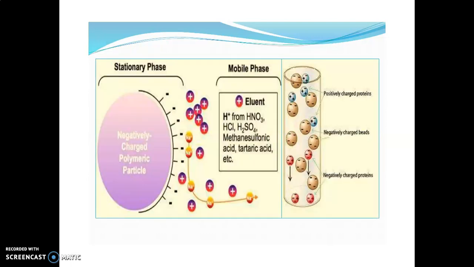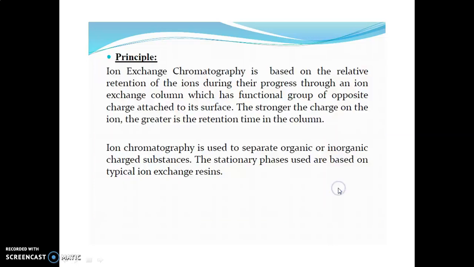So whatever the stationary phase is there, this stationary phase particularly has negatively charged polymeric particles, and the mobile phase eluent particularly has H plus ion form: HNO3, HCl, H2SO4, methanesulfonic acid, tartaric acid. Positively charged proteins, negatively charged bases, negatively charged proteins. So there is an exchange that happens, and that is ion exchange chromatography.